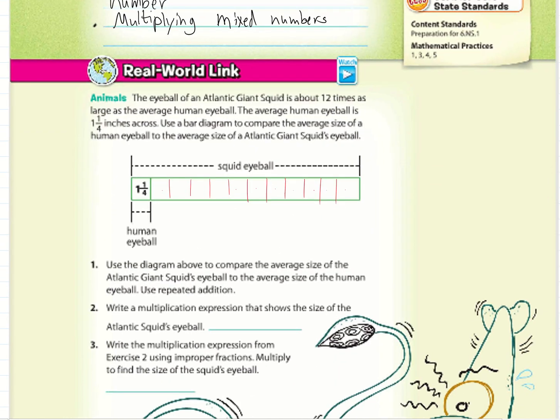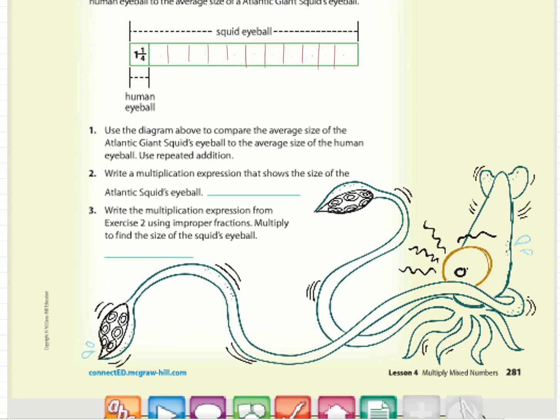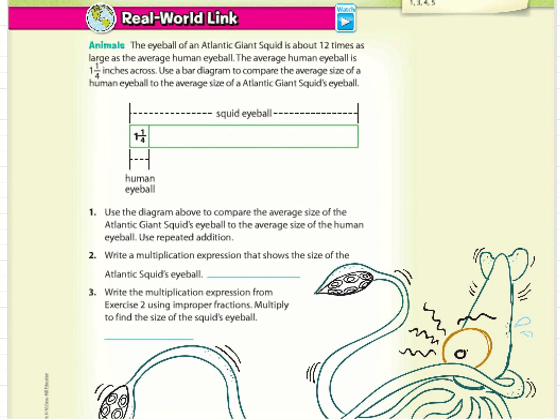So we have the real world link. The eyeball of an Atlantic giant squid is about 12 times as large as a human eyeball. The average human eyeball is 1 1/4 inches across. Use a bar diagram to compare the average size of a human eyeball to the average size of an Atlantic giant squid. So the squid eyeball is this whole thing, and then we have 12 times the amount, so we need to make 12 boxes.